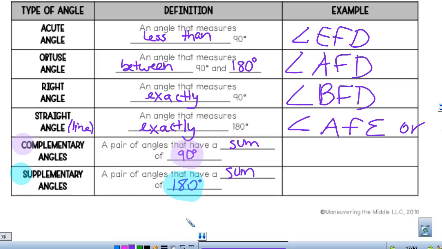Another way to remember complementary and supplementary is complementary angles are a quarter. Complementary and quarter both start with C, and in corners it's 90 degrees. And then for supplementary angles, it starts with an S. You can think about a straight line. Supplementary angles and straight lines are exactly 180 degrees.